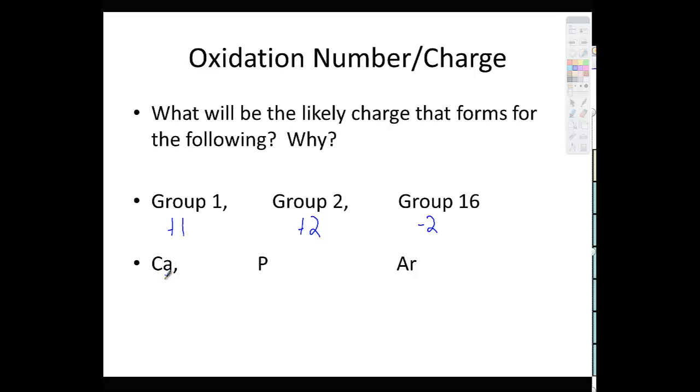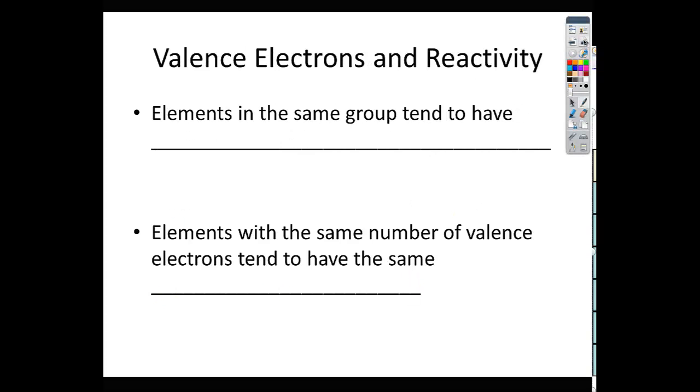Calcium is in group 2, so it's got 2 valence electrons, we want to lose those 2. Phosphorus is in group 15, so it has 5 valence electrons. I need to gain 3, so I'm going to put minus 3. And argon's in group 18. It has 8 valence electrons, so we're going to have 0. Another way of looking at this is I can say calcium has 2 extra electrons, so I put plus 2 to show extras. Negative 3 for phosphorus says it's missing 3 electrons. You can use that to help you remember it.